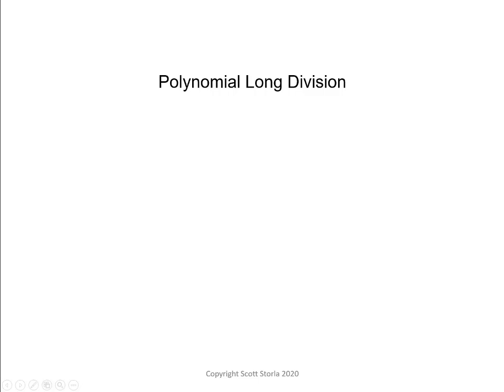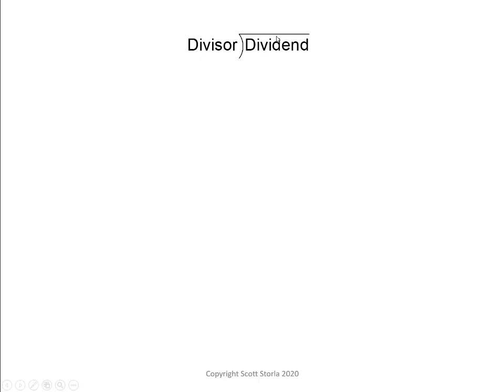In this video, we're going to run through polynomial long division. The form that you want to set your quotient up in is the divisor, and then this symbol, and then the dividend. For instance, if your problem started like this, the x squared minus 16 will go here, and the x squared plus 2x minus 24 will go here.